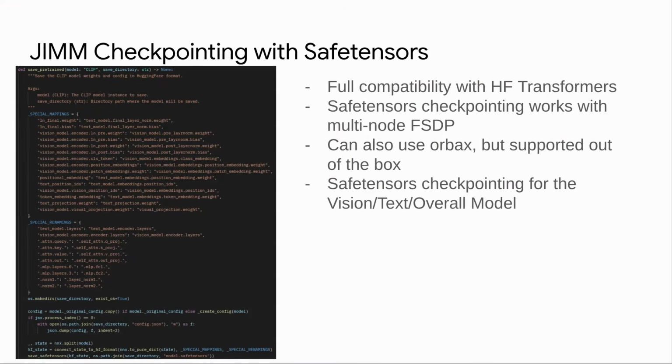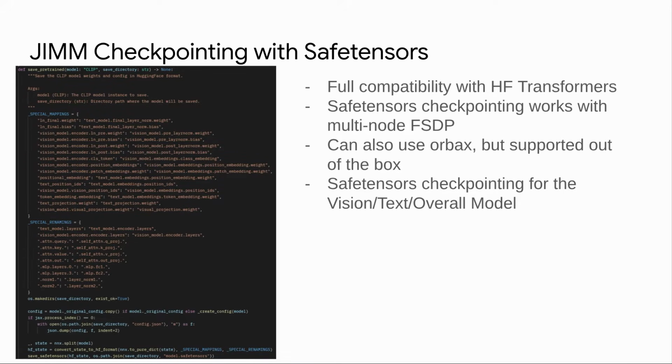Safetensors checkpointing works with multi-node FSDP. So you can imagine if all your parameters are sharded across all your different TPUs, it might be a bit of a pain to all-gather them. We handle that all for you with jax.jit and also nnx.jit. You can also use Orbax out of the box. We don't really do anything special for that. That's something that you manage more as the end user.